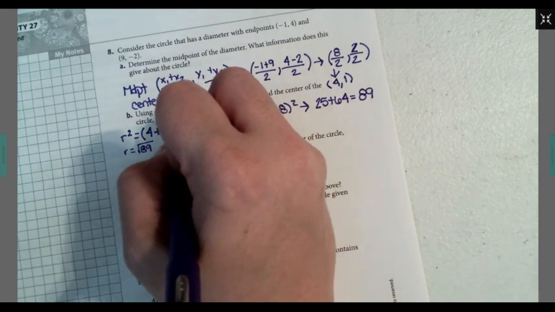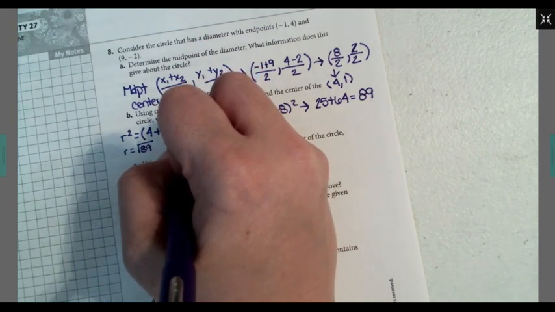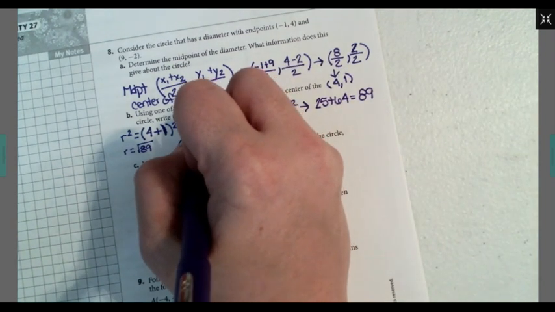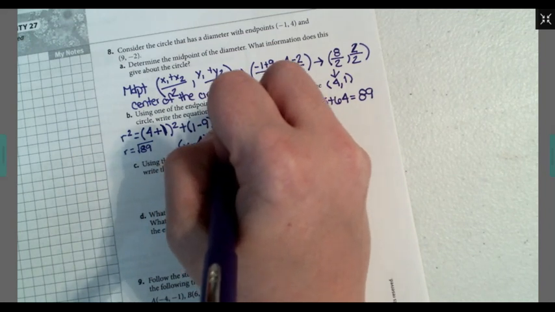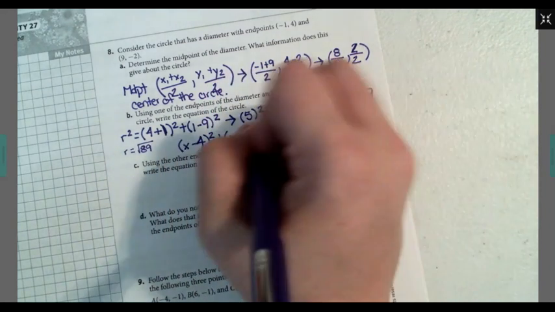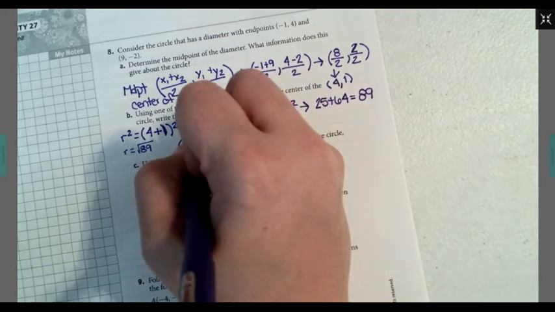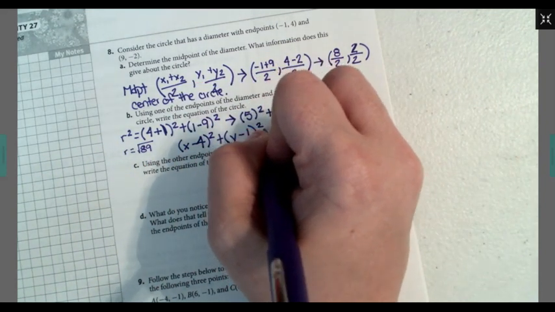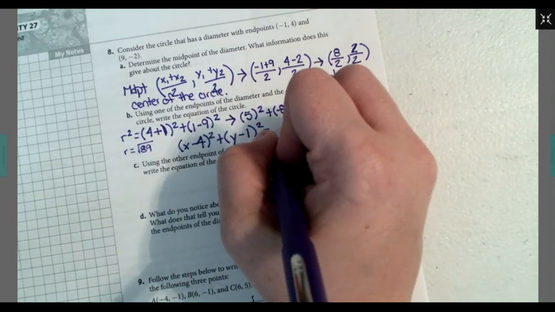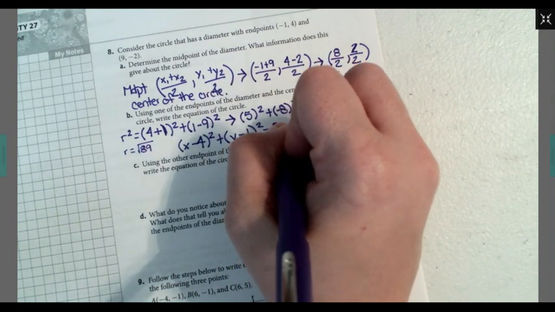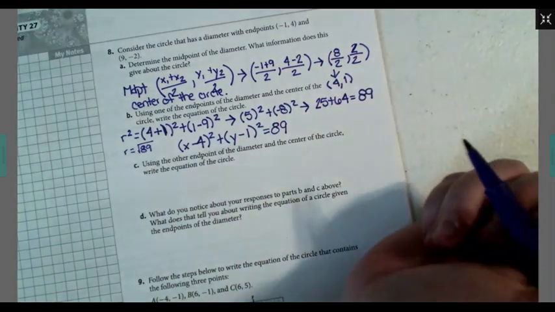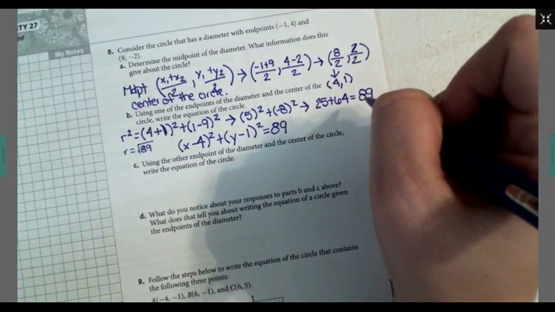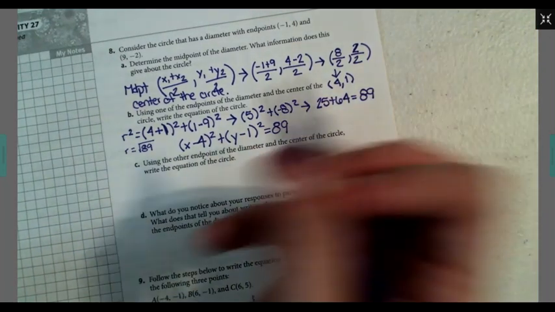So I'm getting the equation (x minus 4) squared plus (y minus 1) squared, because that's my center, h and k, equals 89. Because remember, it's r squared. Well, r squared actually equaled 89.